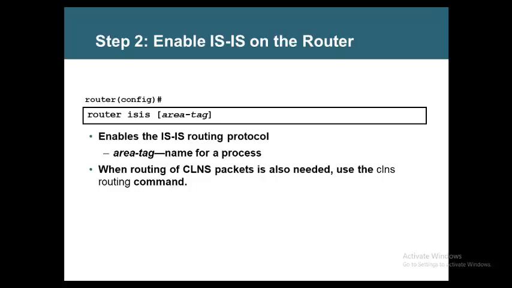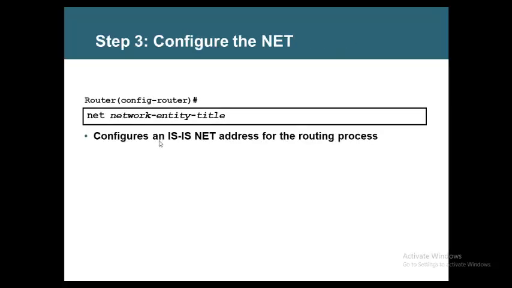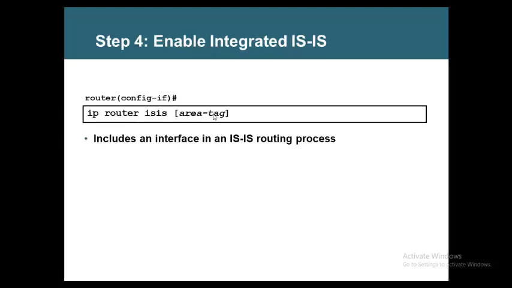Next, after you go inside ISIS, you say net, network entity title. What is the network entity title? Area ID, system ID, and then selector. All right.